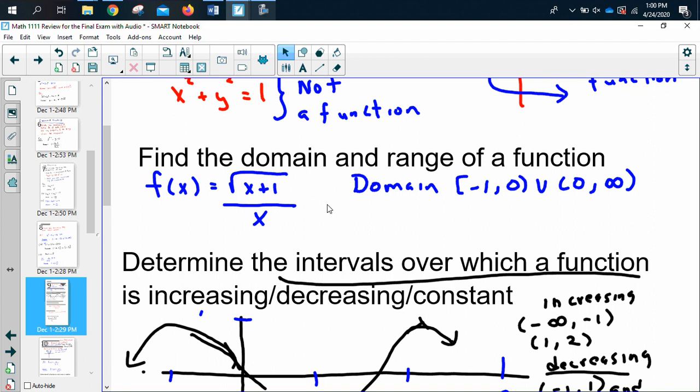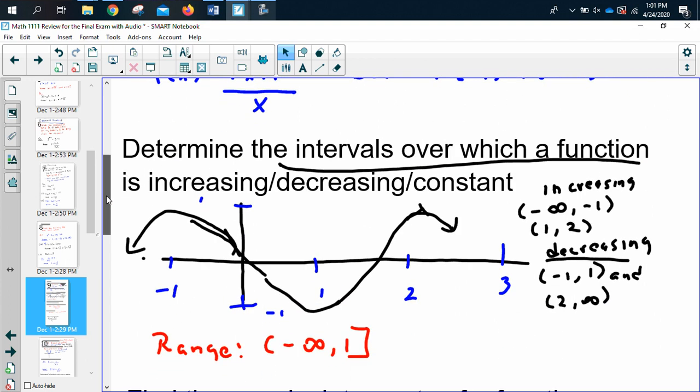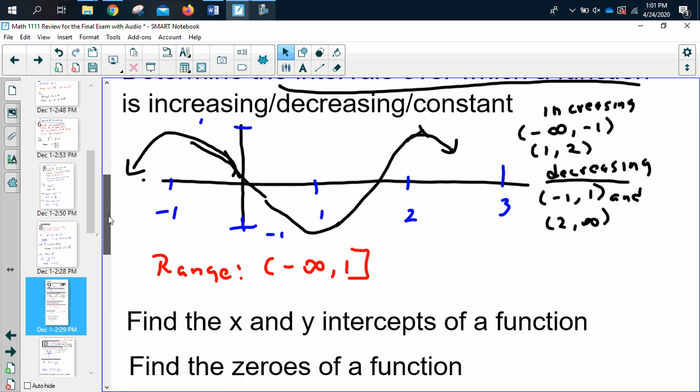Find domain and range of a function. So for this function, x can't be 0 and x has to be greater than or equal to -1. And so it works out, if you write that out, this is the answer. This is the domain. Determine the intervals over which a function is increasing or decreasing and constant.